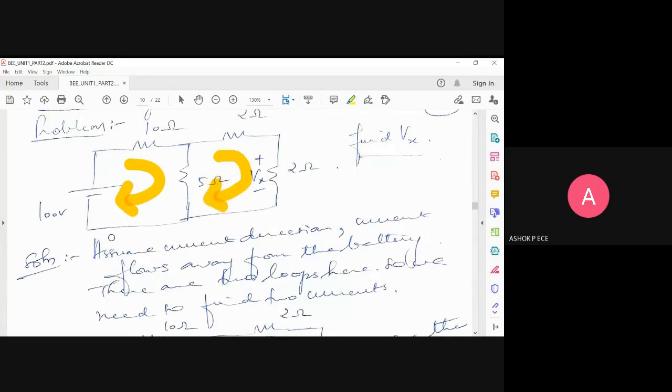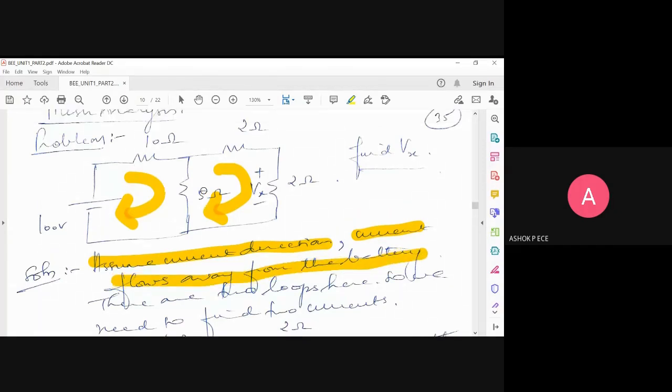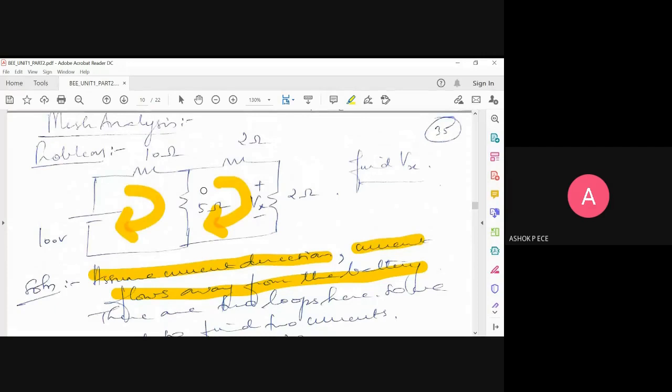After identifying the mesh, assume the current direction. As you always know, the current is assumed to flow away from the battery. Okay. So we are going to use that logic. So first mesh you see, ultimately in some books they use mesh and loop synonymously.